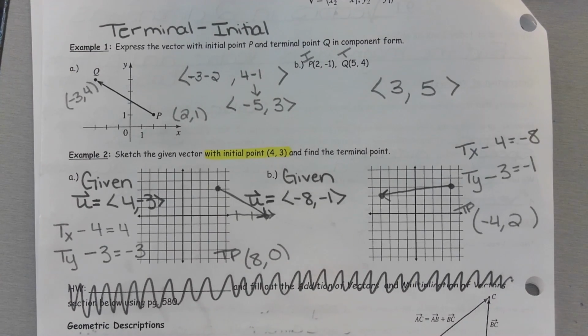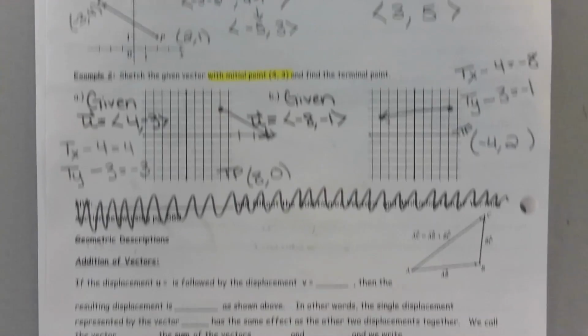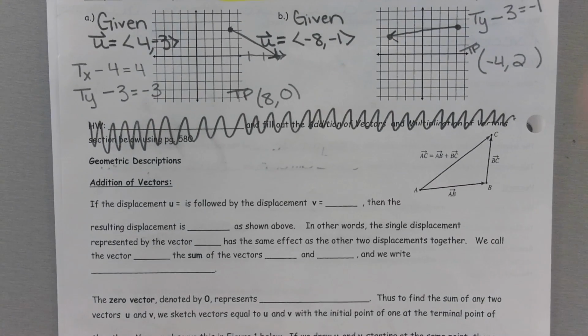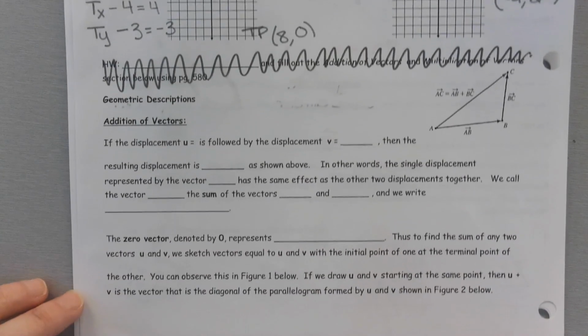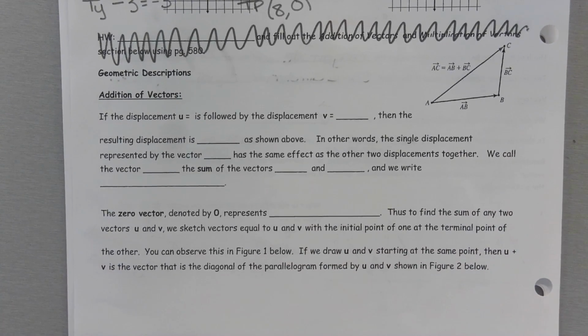Again, we're going to go just a little bit further and have some homework tonight. So we're going to talk about adding vectors next. So we can do things with vectors. We can have multiple vectors and we can combine them. We can add them. We can subtract them. We can multiply them by scalars. There's so many things that we can do with our vectors.